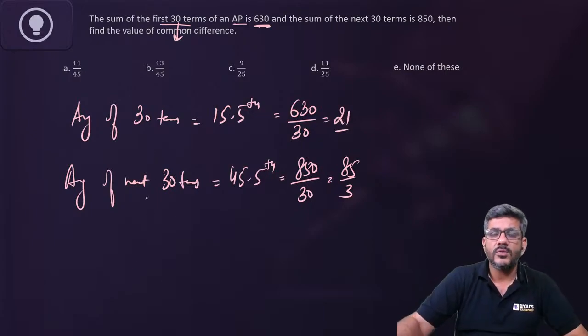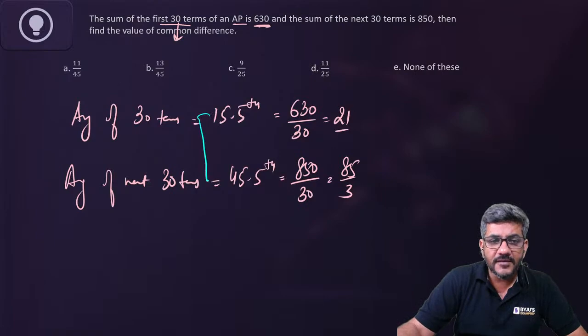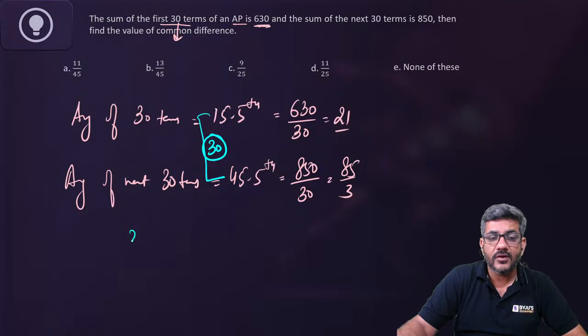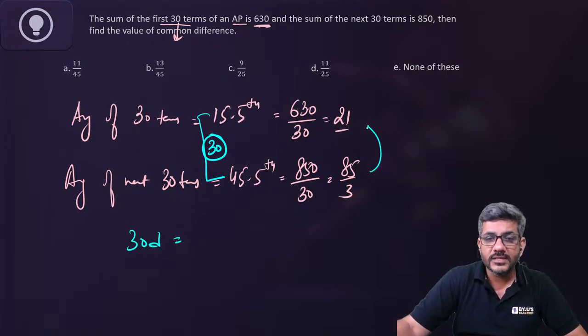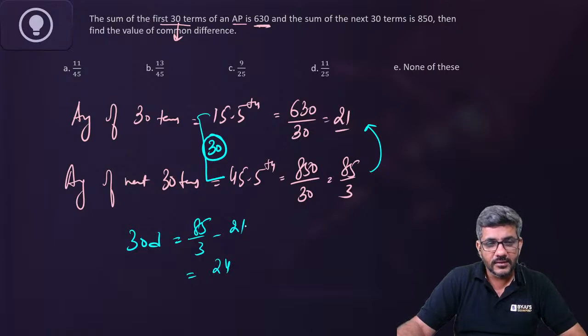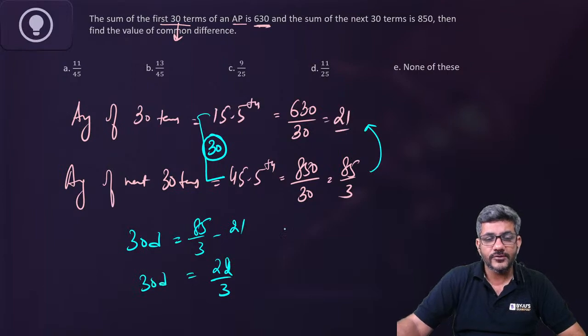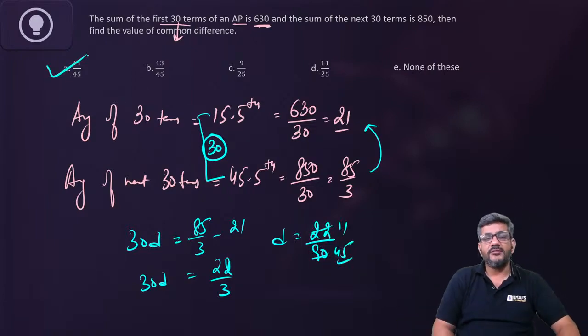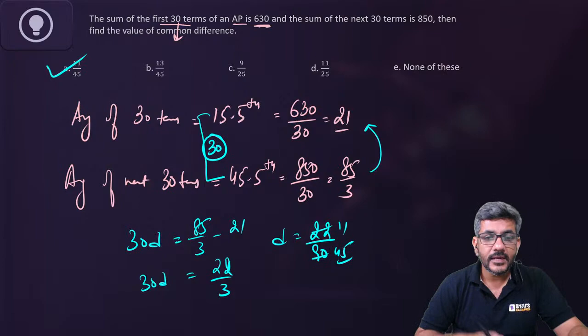Question आपसे क्या पूछ रहा है? What is common difference? 15.5th to 45.5th. There are 30 more terms. That means 30 times of D is equal to this minus this, तो ये आपका आ जाएगा 85/3 माइनस 21। तो कितना आता है ये? 63 माइनस 21, 22 डिवाइडेड बाय 3 इज इक्वल टू 30D. So what is D? It is 22/90 और 11/45. So 11/45 is given in option A. Option A is my right answer.